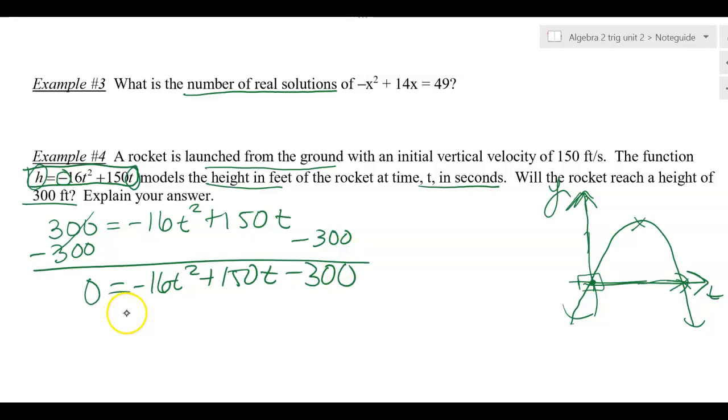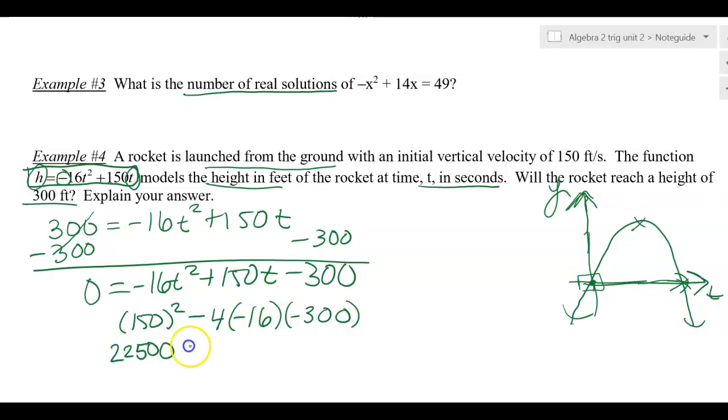So my discriminant would be to check 150 squared minus 4 times negative 16 times negative 300. I don't know. You guys have calculators. 64 times 3. Is that right? Someone check.